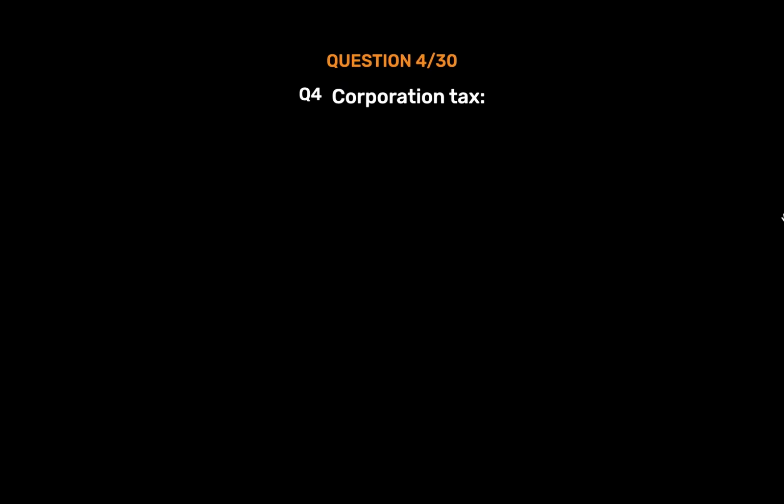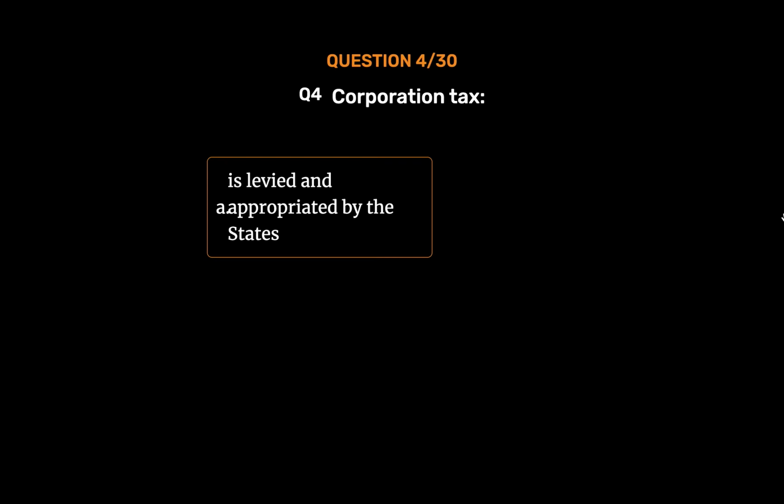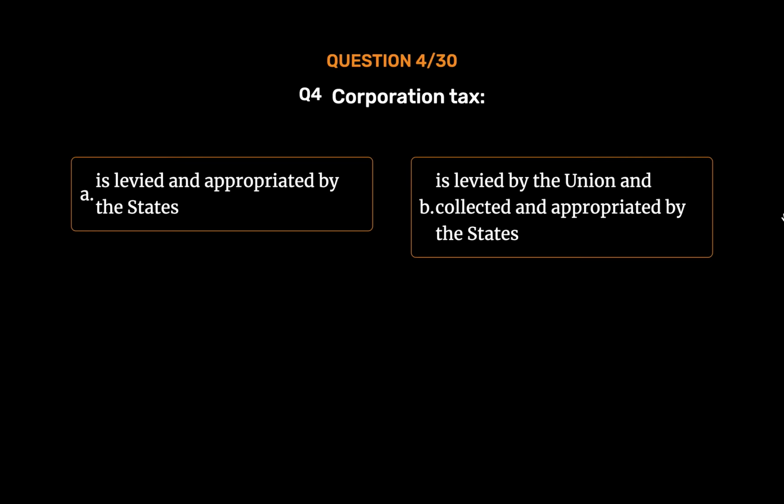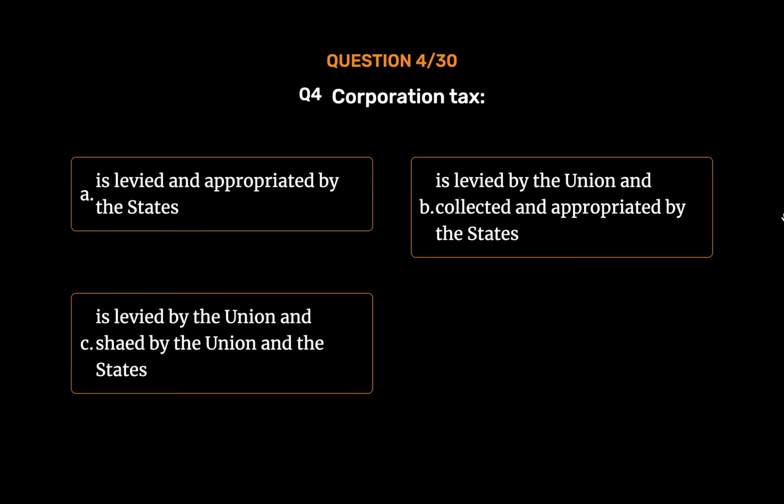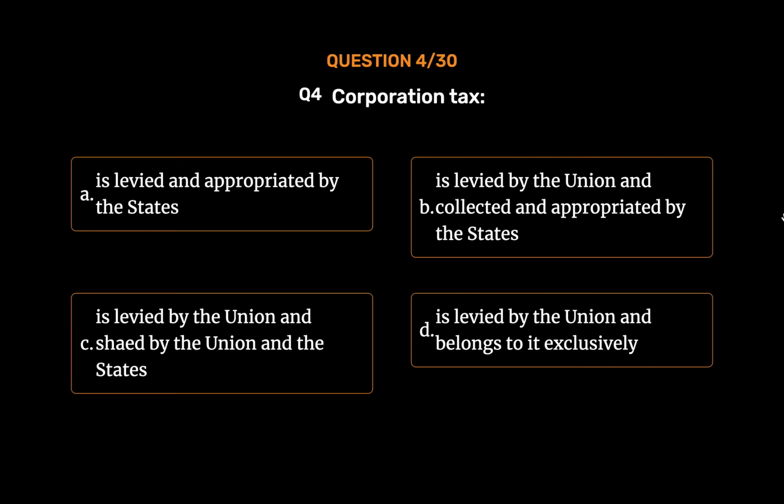Question number 4. Corporation tax. Option A. Is levied and appropriated by the states. Option B. Is levied by the union and collected and appropriated by the states. Option C. Is levied by the union and shared by the union and the states. Option D. Is levied by the union and belongs to it exclusively.